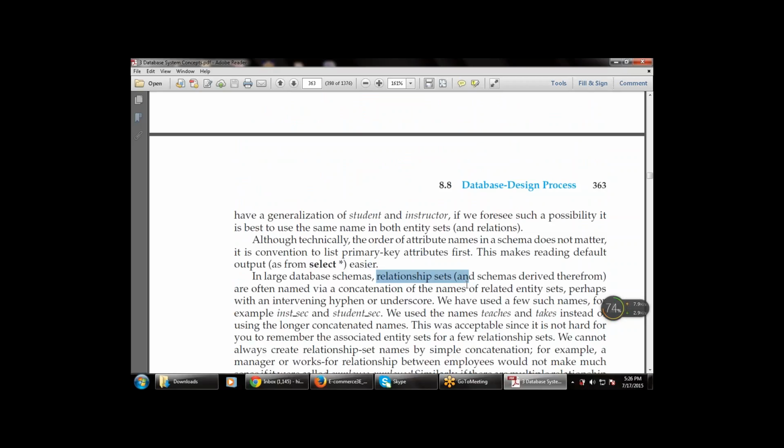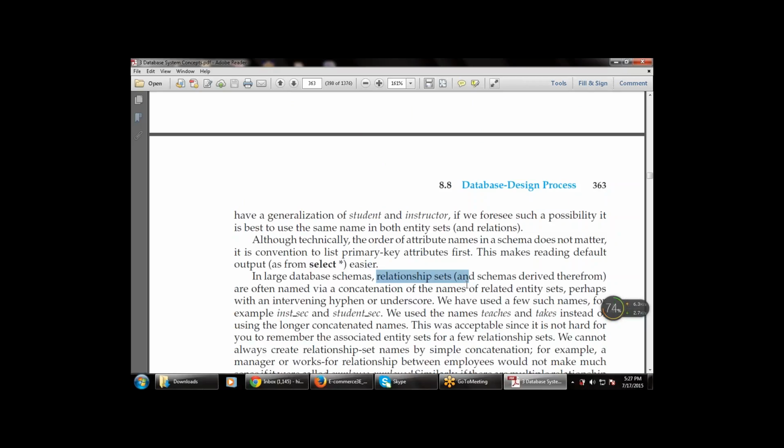In a large database schema, relationship sets are often named via concatenation of the names of the entity sets. So when we combine multiple schemas or relationships, they are combined via concatenation of the names of the related entity sets, perhaps with a hyphen or an underscore. There is no need of the underscore or the hyphen, but we use concatenation to join the various relations and schemas.